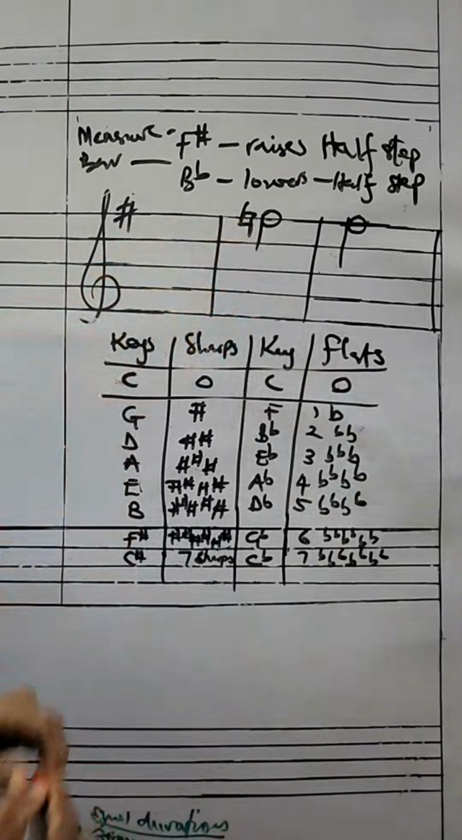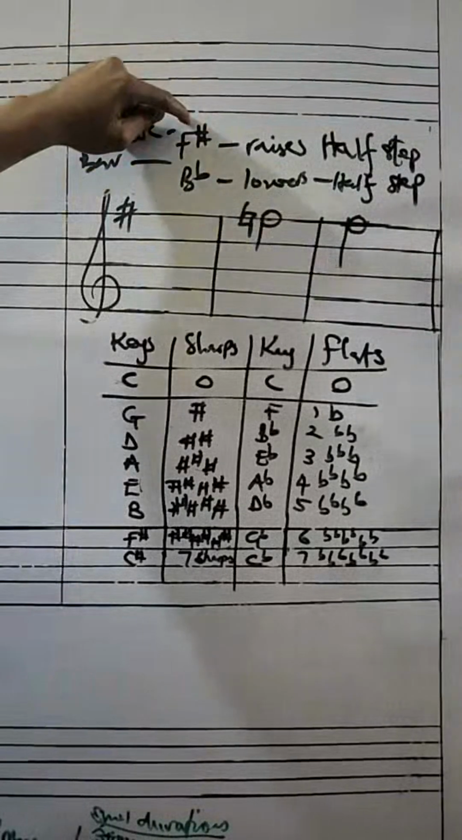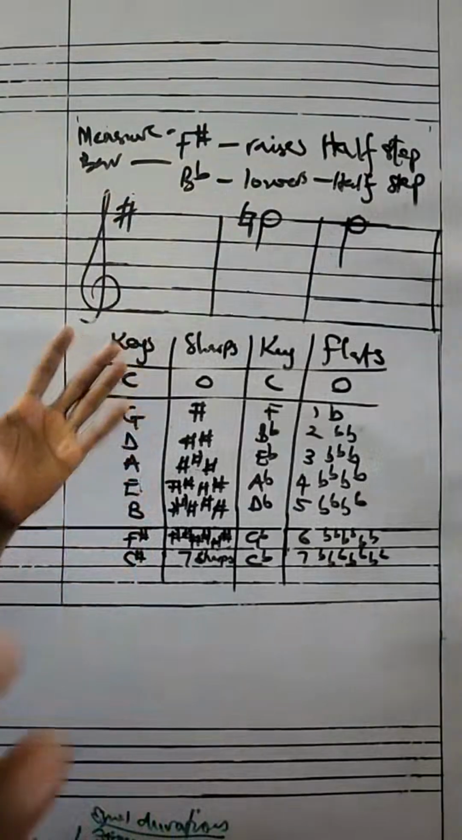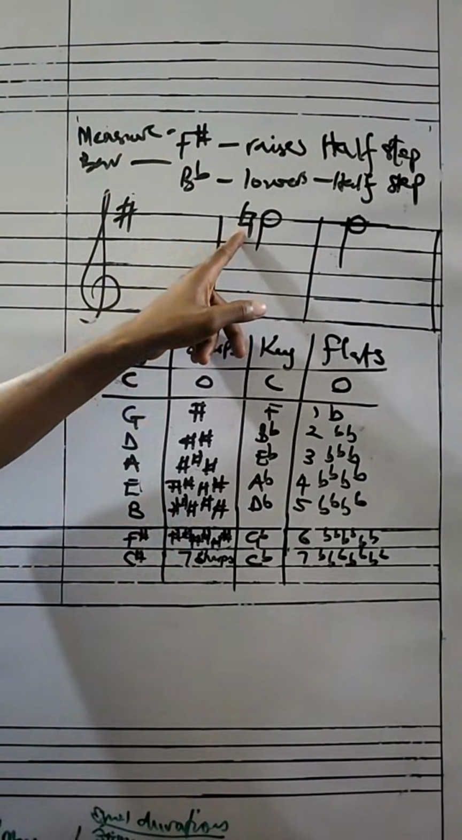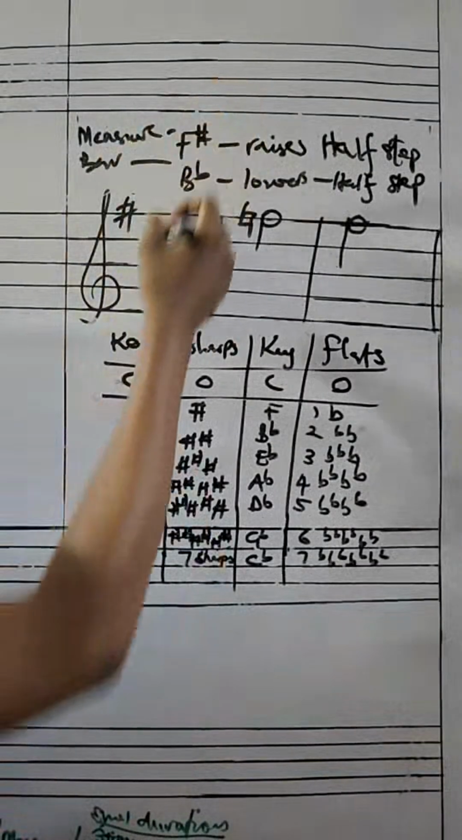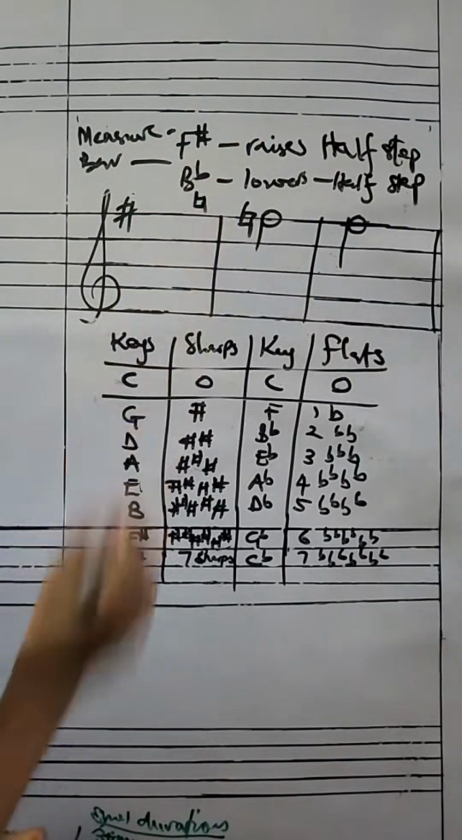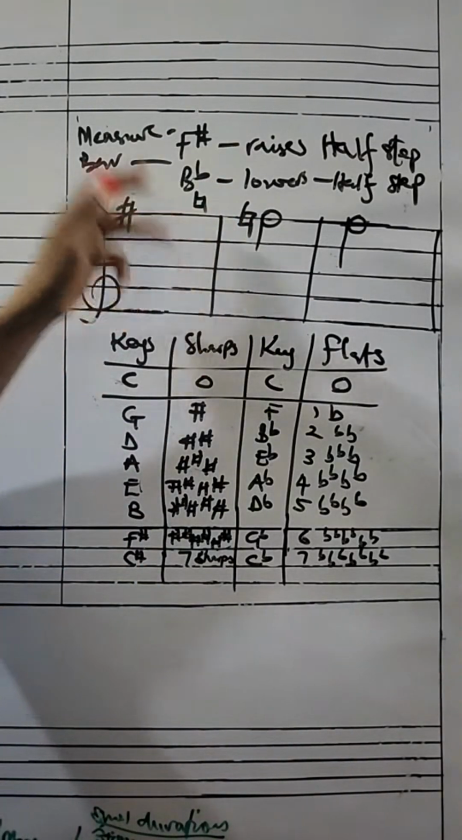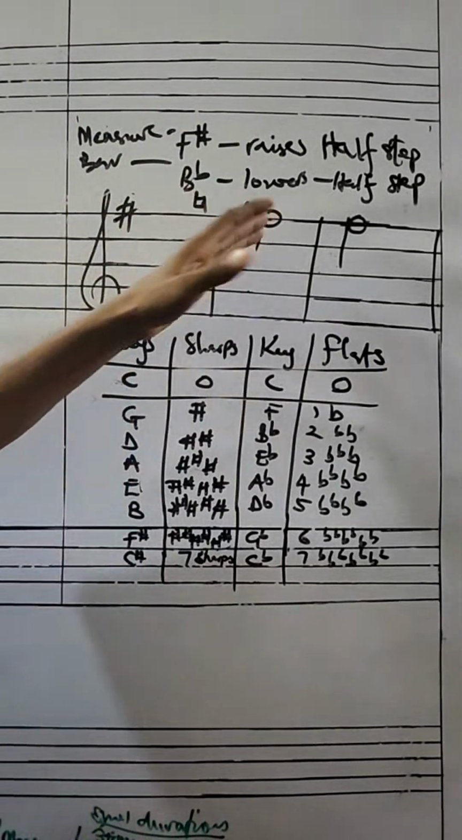This is called the natural sign. What does the natural sign do? It removes the effect of your sharp or your flat from a note. That is the work of the natural sign. So this is your sharp sign, this is your flat sign, and this is your natural sign. So your natural sign removes the effect of a sharp or a flat from a note.